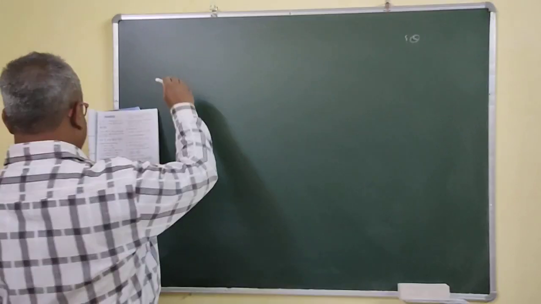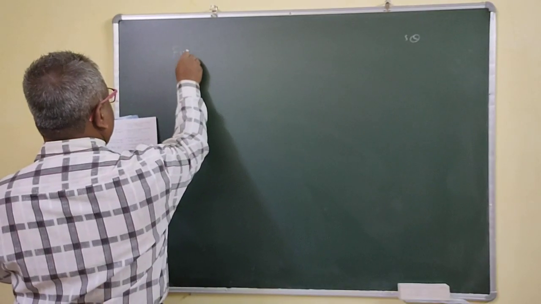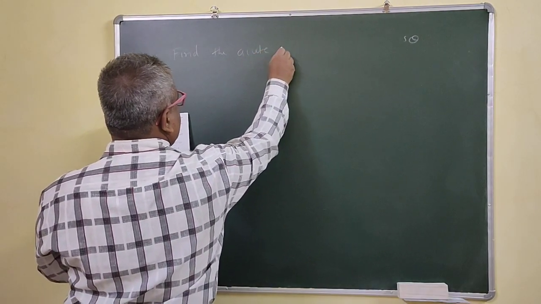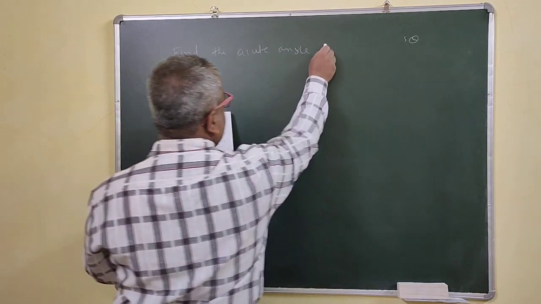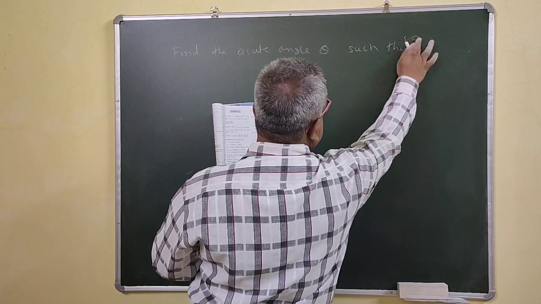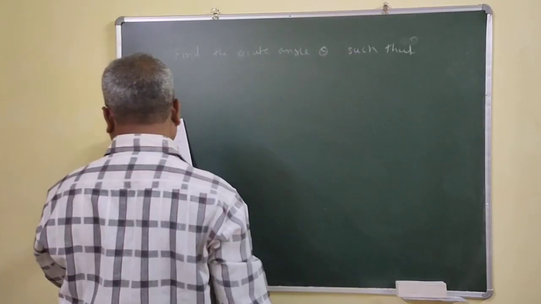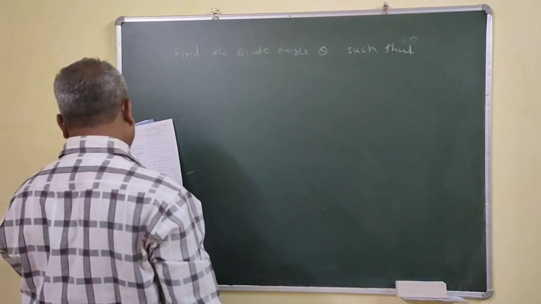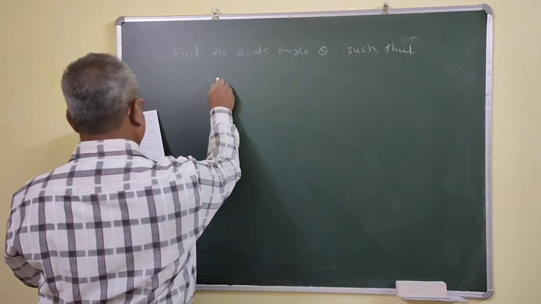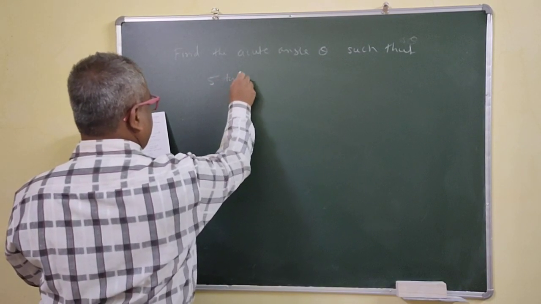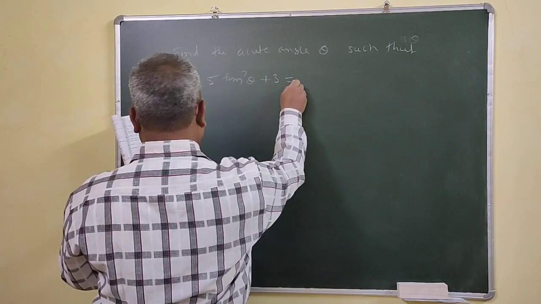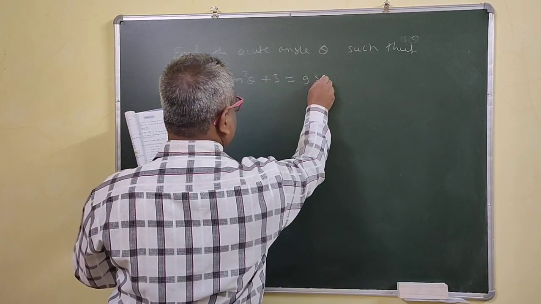Find the acute angle theta such that 5 tan square theta plus 3 is equal to 9 sec theta.